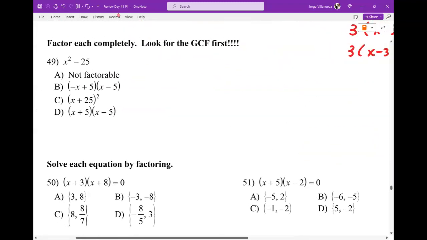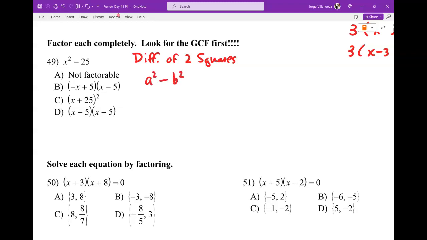Factor completely. Look out for the GCF. X squared and 25 do not have a number in common. They don't have a letter in common, so no GCF. X squared minus 25 is called a difference of two squares, okay? I'll write this down right here. Difference of two squares, which basically means you have a squared minus b squared, and if you can identify them, let me write it with the parentheses here because that's usually the way we do it. A squared minus b squared. That means you can just write a minus b, a plus b.